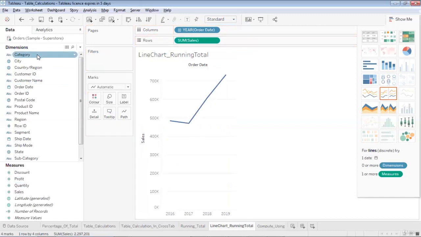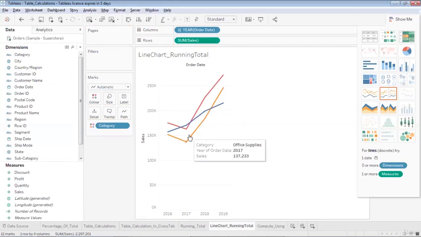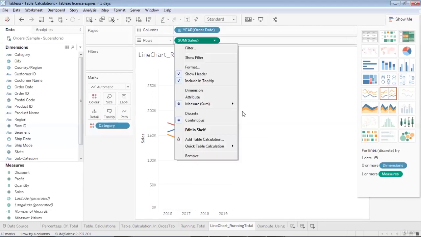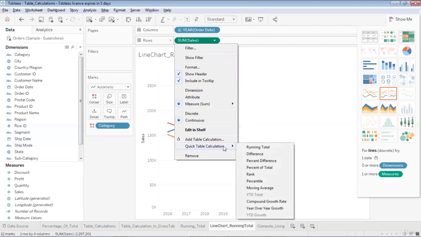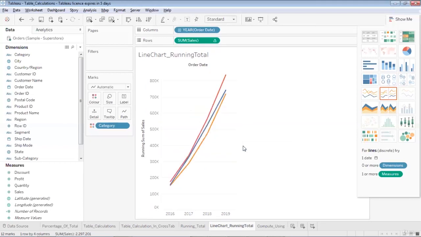Now category wise I have to see them. So I'll place the category field on the colors. So I can see these lines. For each category, I can see the sales trends across the last 4 years. Now over here in sales, we'll go into the quick table calculation and we'll do a running total over here. So now these are cumulative values. To the office supplies, we have added the furniture sales, and then to it we have added the technology sales. So it's looking like this.